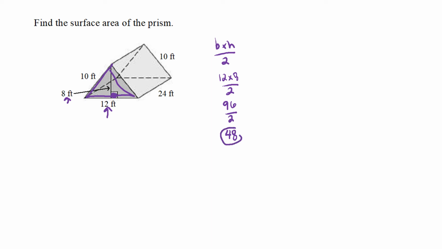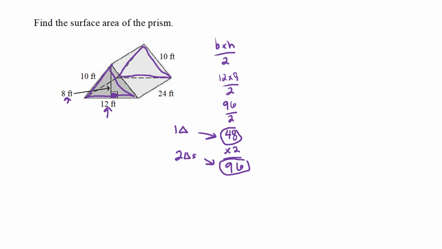Now, we have 2 of these. We have one in the front and one in the back. So we're going to end up multiplying that 48 by 2, and that's going to get us back to that 96 for our 2 triangles. So 48 was for one triangle, 96 is for 2 triangles.